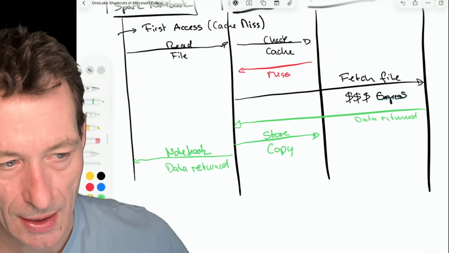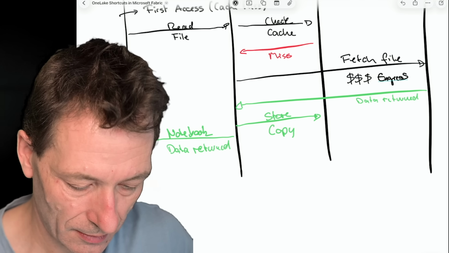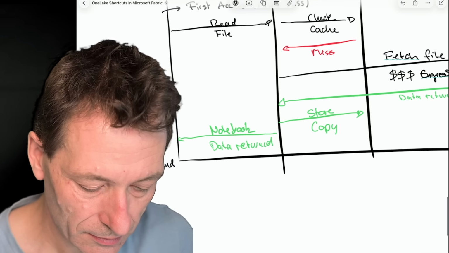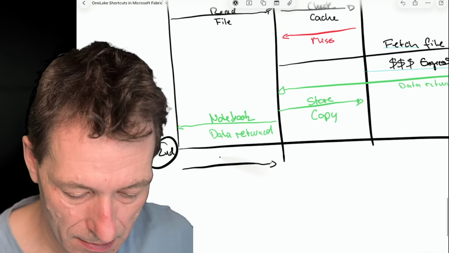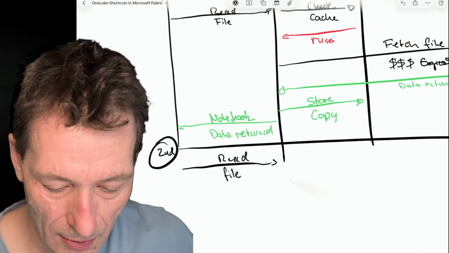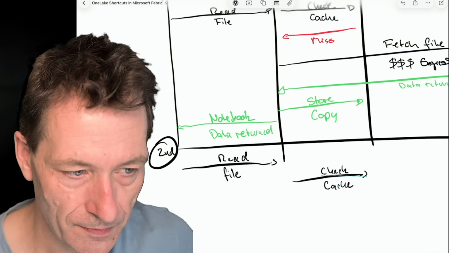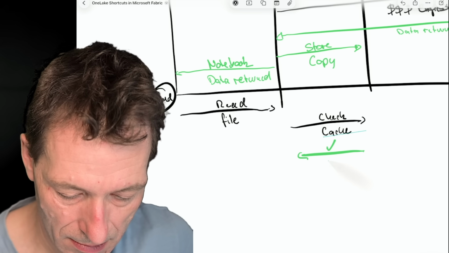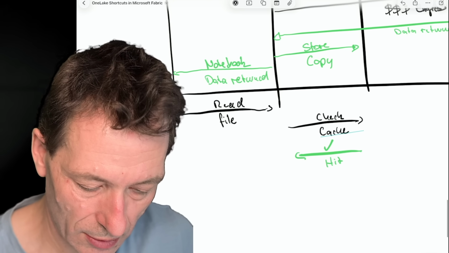So next request. Second request. Now we have a cache hit. So like that. Second request. There we go. So we have again the read file. Read file. We have the check cache. We have this time a hit. And the data is then returned.